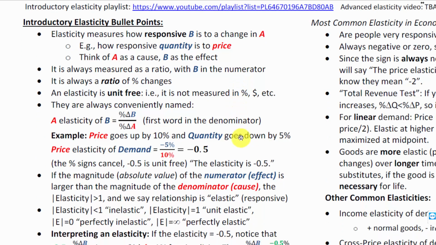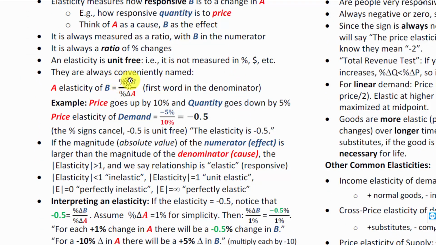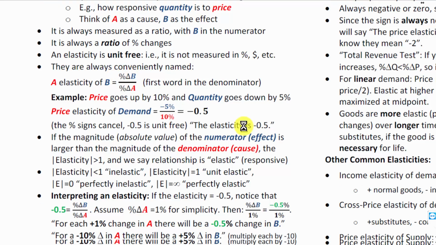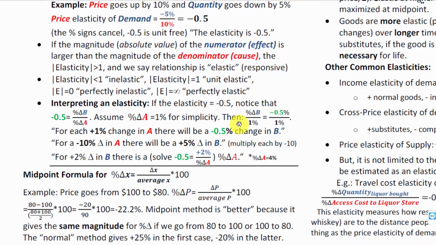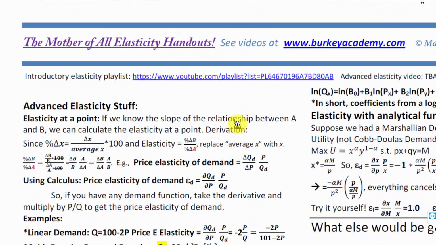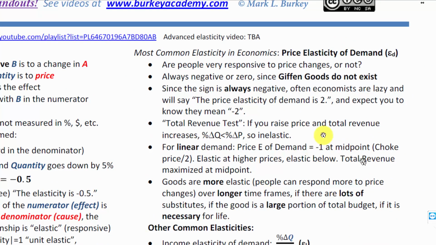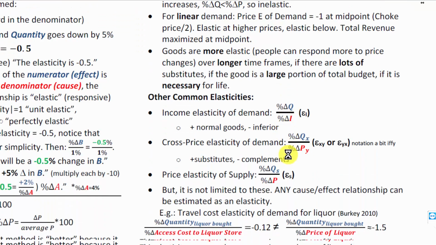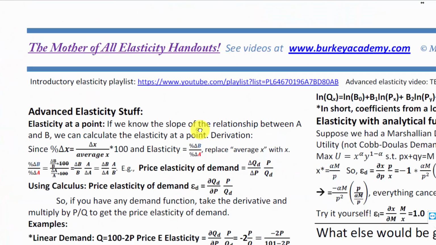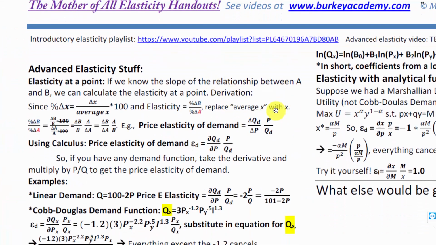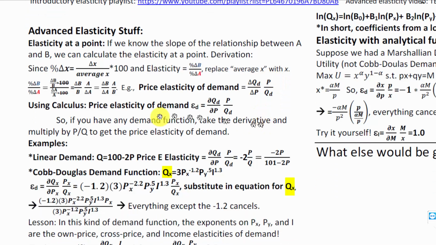Elasticity is unit free. The basic idea is you want a percent change in one thing divided by the percent change in another. And the first word in elasticity is the percent change that goes in the bottom. How to interpret elasticities if you're talking about numerical things. Some of the details we need to remember about price elasticity of demand, the total revenue test, common elasticities in addition to the price elasticity of demand, some advanced stuff here about elasticity of a point, where the elasticity at a point formula comes from, brief derivation, and looking at the basic idea using calculus.